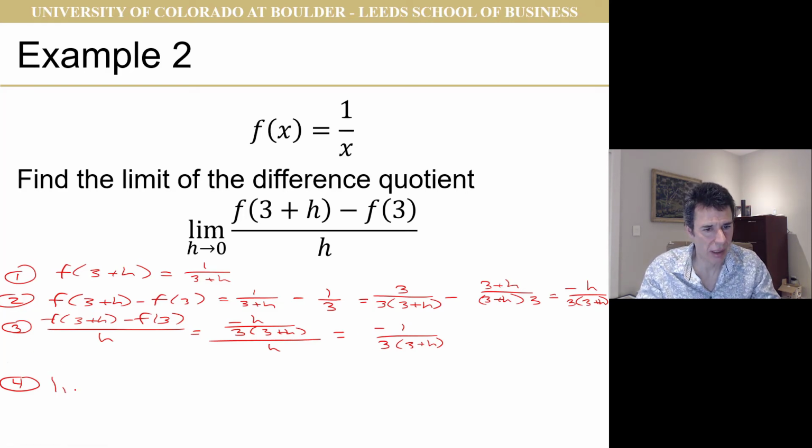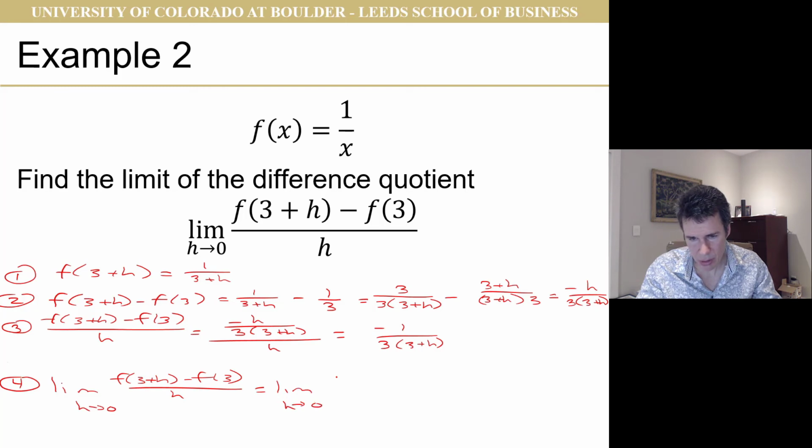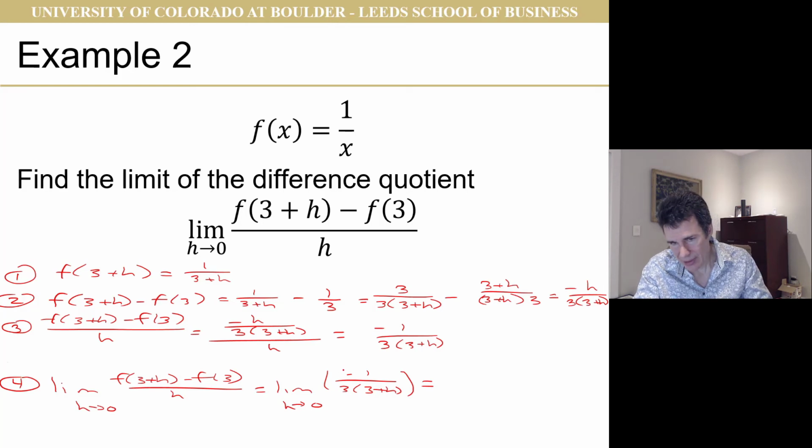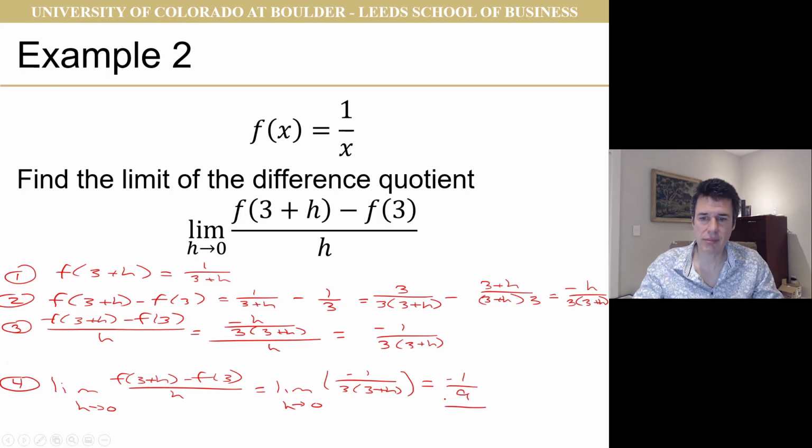So let's take our limit as h goes to 0. F of 3 plus h minus f of 3 all divided by h, which is the limit as h goes to 0 of negative 1 over 3 times 3 plus h, which again as h goes to 0, the numerator goes to negative 1, the denominator goes to 9, so that becomes negative 1 over 9. So again, a little bit more complicated, a little trick here in step 2, but it all worked out.